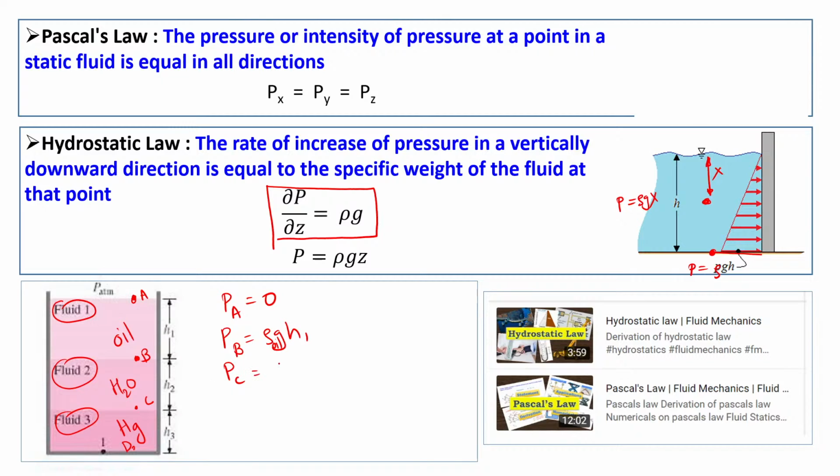Then pressure at point C is rho of water into g into h2 plus pressure at point B. Then pressure at point D we can write as rho of Hg into g into h3 plus pressure at point C. Remember, all these pressures are written in terms of gauge pressure. Likewise, you can find out pressure at any point in a static fluid. So based on this, I have created two videos based on Pascal law and hydrostatic law. Please watch those videos so you will get a better understanding of Pascal law and hydrostatic law.